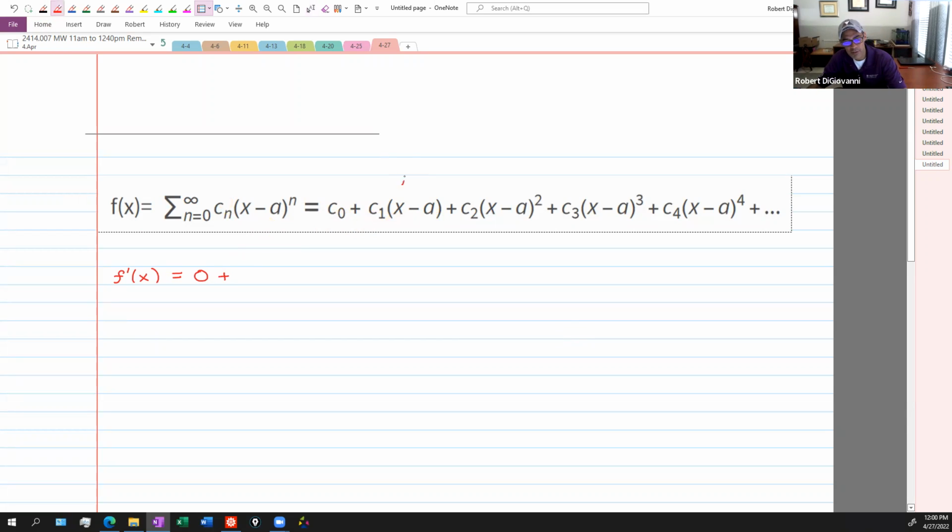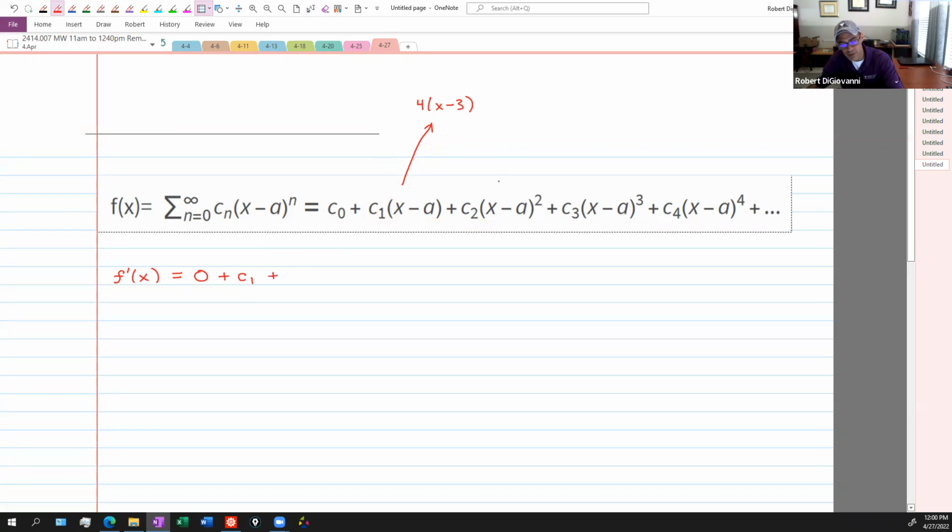Let me give you an example of what that would look like in some other scenario: 4 times x minus 3. If I asked you to take the derivative of this, you would just bring the 4 along for the ride, and the derivative of x minus 3 would just be 1. So all you get here would be c sub 1, the constant that's out front.